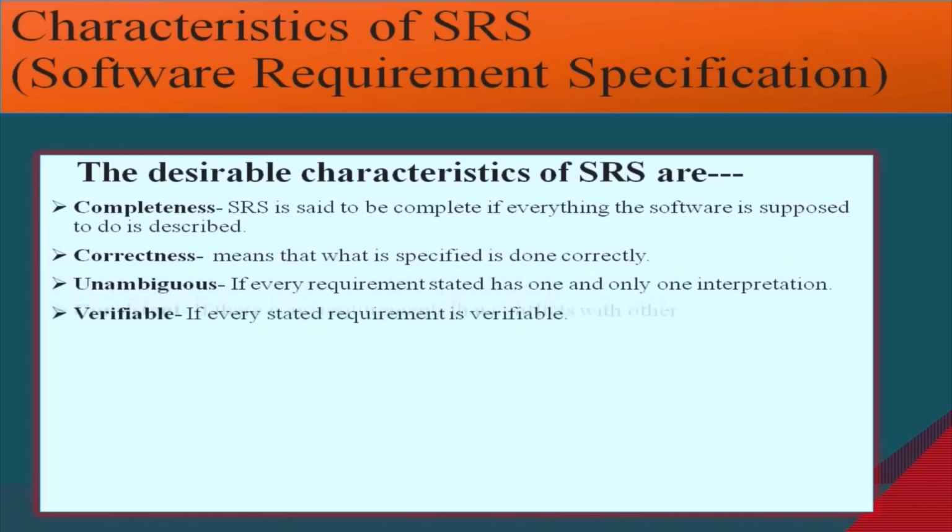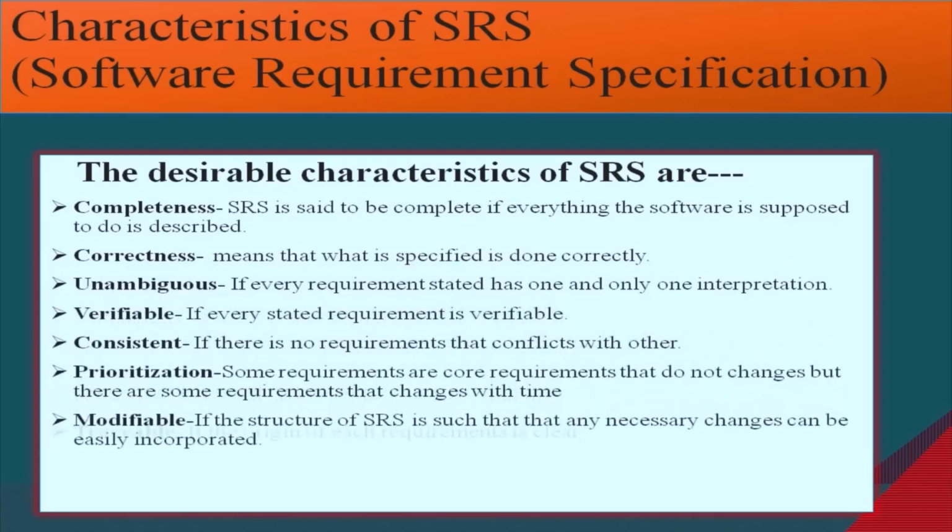The desirable characteristics of SRS are completeness. SRS is said to be complete if everything the software is supposed to do is described in SRS. Correctness. It means that whatever is specified is done correctly. Unambiguousness. If every requirement stated has one and only one interpretation, then it is said to be unambiguous. Verifiability. If every stated requirement is verifiable. Consistency. If there are no requirements that conflict with others, then it is said to be a consistent SRS.